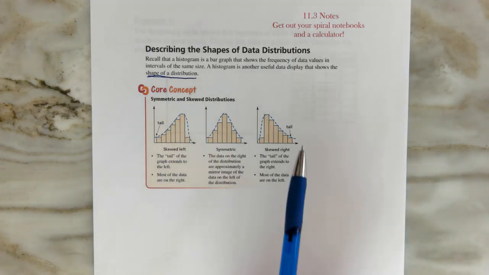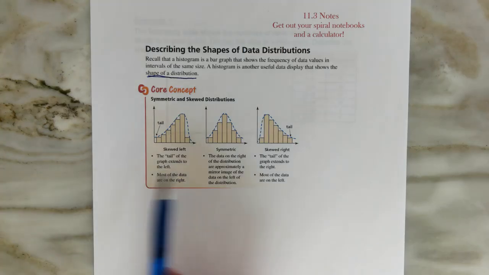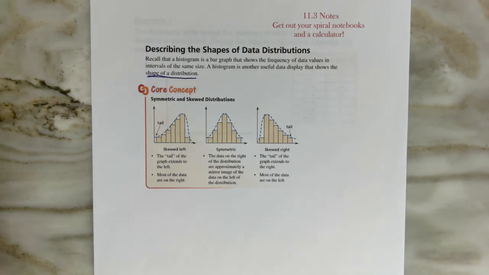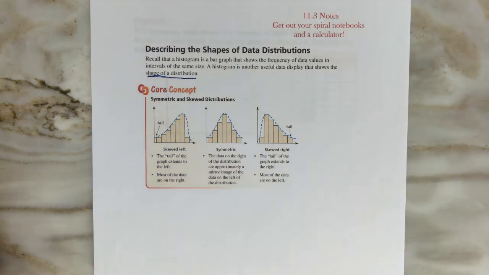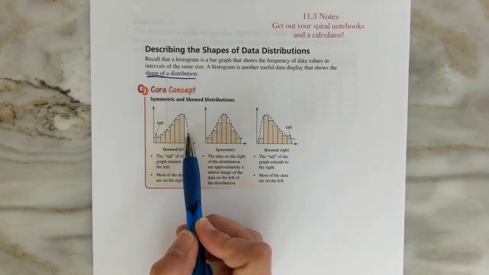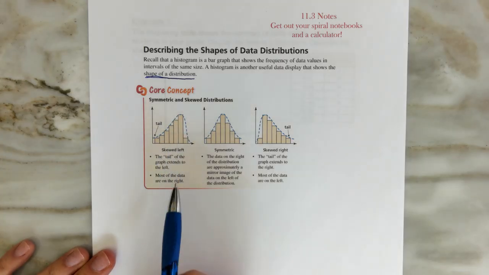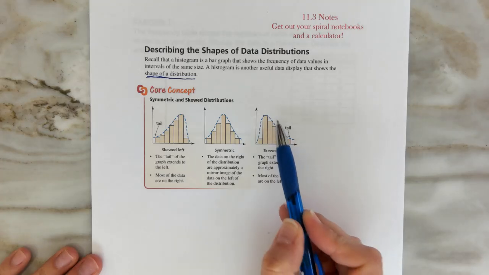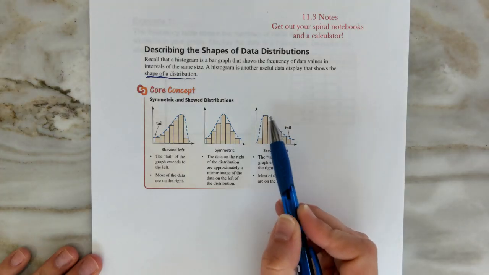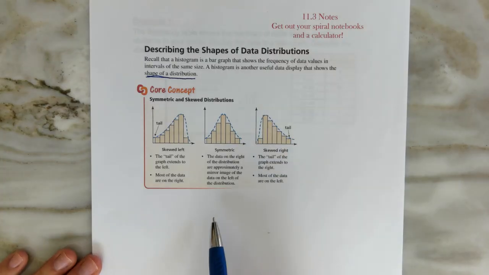We have skewed left, skewed right, and symmetric again. These are the same as your histograms. If your histogram was skewed left, that means the tail, remember how the whisker was longer on the left? For a histogram, it means the tail goes down to the left, and most of the data is on the right. If you have data that's skewed right, that means your tail is on the right, or your longer whisker is on the right, and most of your data is on the left.